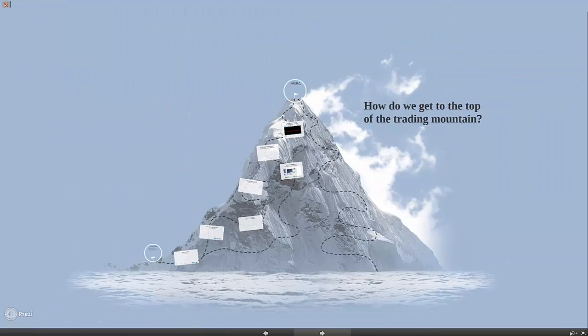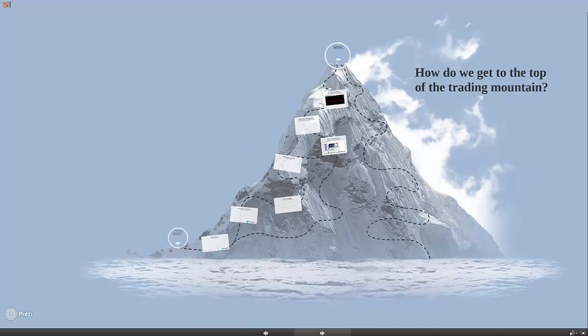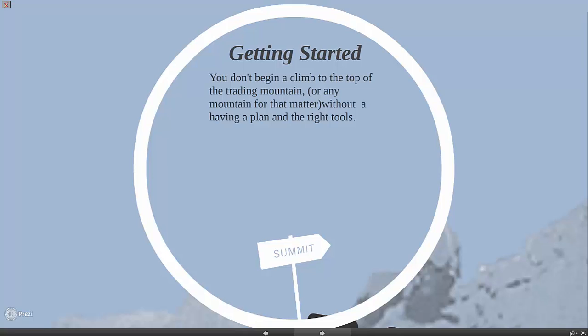So back to the question, how do we get to the top of the trading mountain? Well, every good story and every good thing starts with the beginning. Today, the beginning here is you don't begin to climb to the top of the trading mountain, or any mountain for that matter, without having a plan and the right tools. I think we can all agree with that, right?